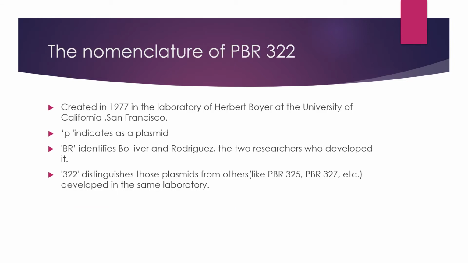Let's talk about the nomenclature of pBR322. It was first developed by Bolivar and Rodriguez in 1977 in the laboratory of Herbert Boyer at the University of California, San Francisco. The p in pBR322 indicates plasmid, whereas BR indicates Bolivar and Rodriguez, the scientists who created this vector, and 322 indicates its number in the pBR series.